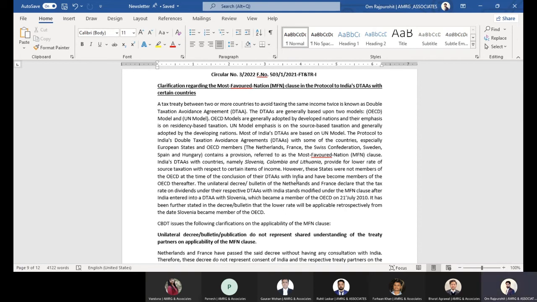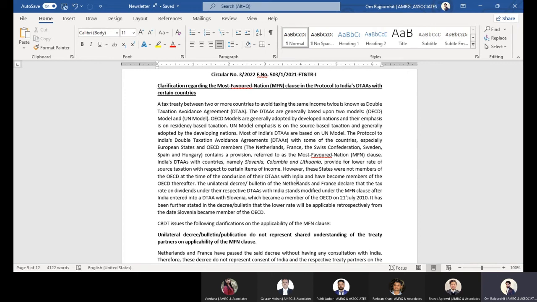so if let's suppose the rate of treaty between India and Netherlands is 10%, and if India enters into a treaty with Slovakia, Colombia, or any third country wherein the rate of dividend is 5%, then the countries to this treaty will be eligible to invoke the most favored nation clause. Means they can also reduce the dividend rate from 10% to 5%. So this is the most favored nation clause.